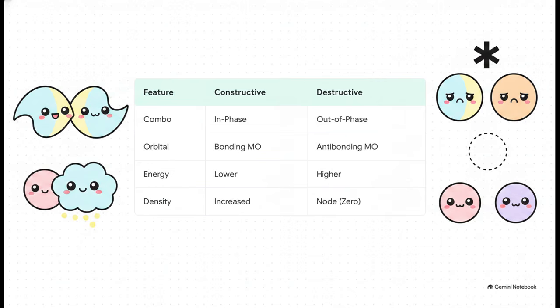But on the flip side, if they combine out of phase, they essentially cancel each other out. That's destructive interference. It creates this region of literally zero electron density, which we call a node, right there between the nuclei. This forms a higher energy, destabilizing antibonding orbital. Scientists actually mark these with a little asterisk just to signify their volatility.